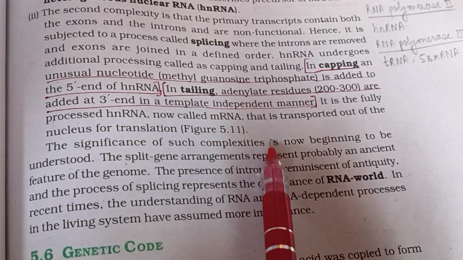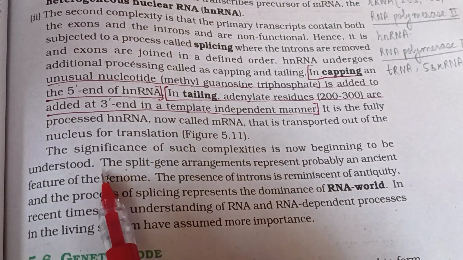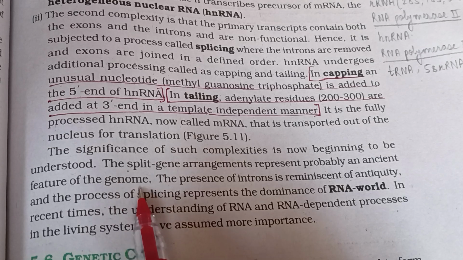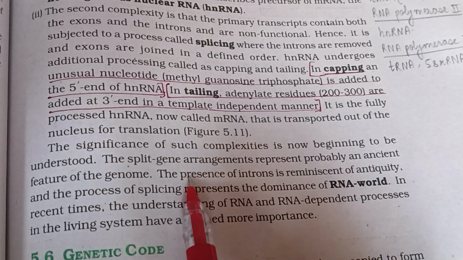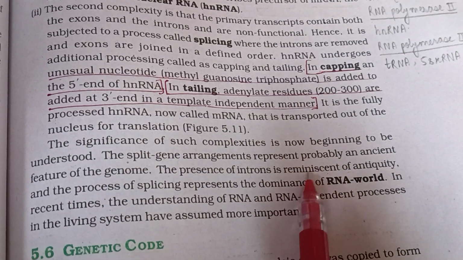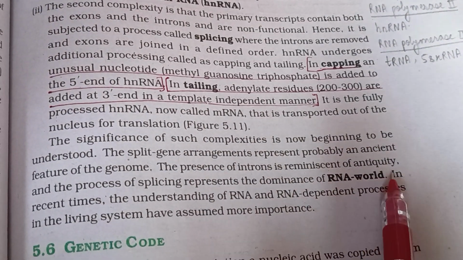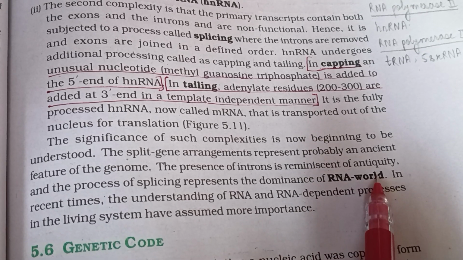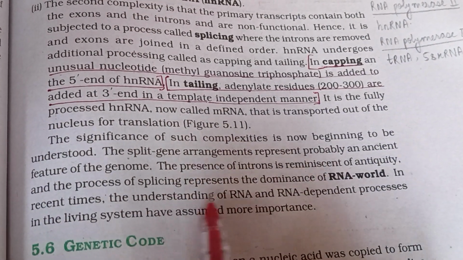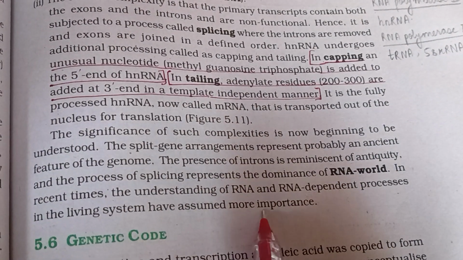So the significance of such complexities is now beginning to be understood. The split gene arrangement probably represents an ancient feature of the genome. So the presence of introns is reminiscent of antiquity, and the process of splicing represents the dominance of the RNA world. In ancient times, RNA and RNA-dependent processes in living systems assumed more importance.